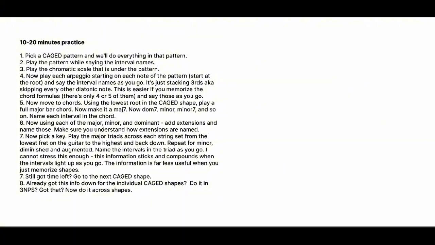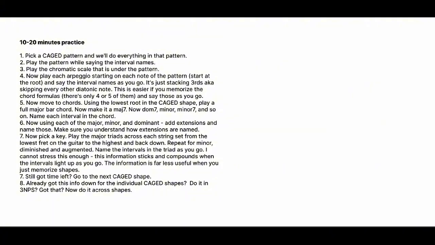Now move to chords. Using the lowest root in the CAGED shape, play a full major bar chord. Now make it a major 7, now dominant 7, minor, minor 7, and so on. Name each interval of the chord. That is the most important part with all of this, is that we are relating the interval names to the CAGED patterns. I'll say it again, the most important part is relating interval names to the patterns. Without that, all we're doing is memorizing a whole lot of different shapes on the guitar with no context. We want the context so that we can actually use it to improvise and have a complete system.